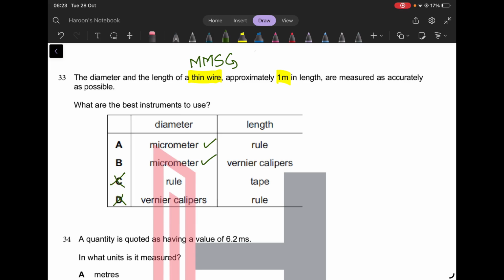Now for length, because this is 1 meter in length, vernier caliper can actually measure up to about 10 centimeters, 1 centimeter to 10 centimeter.